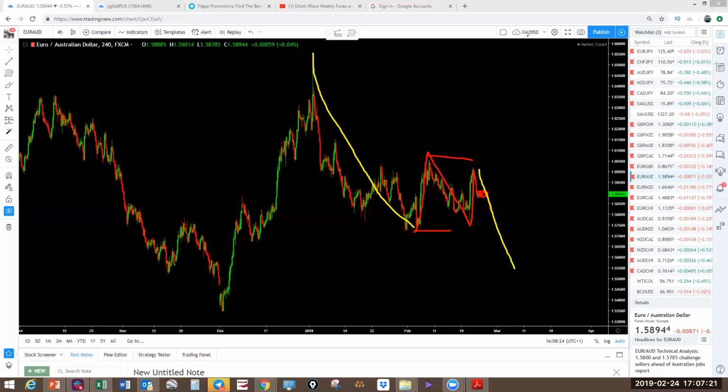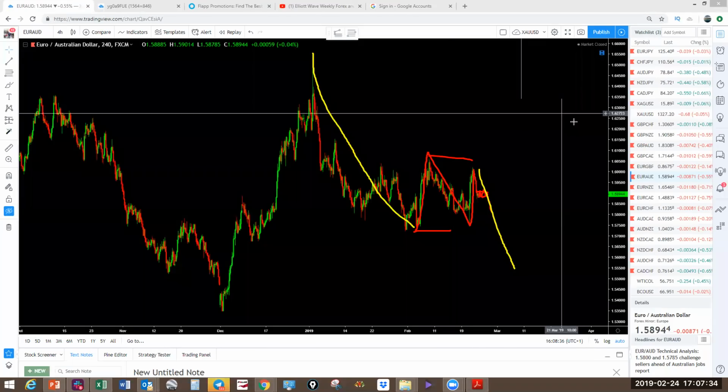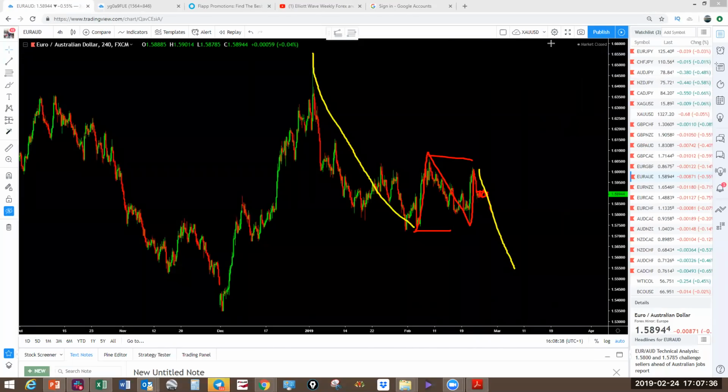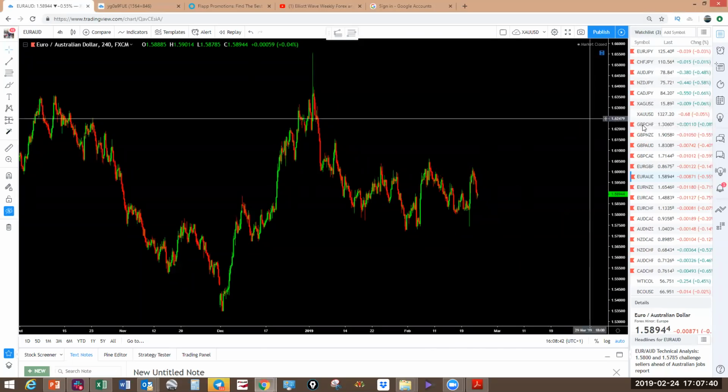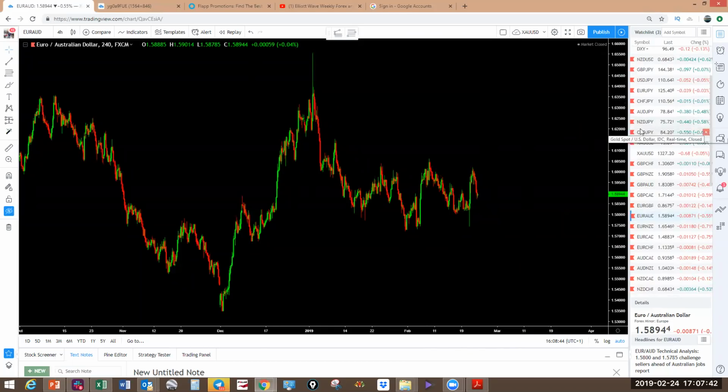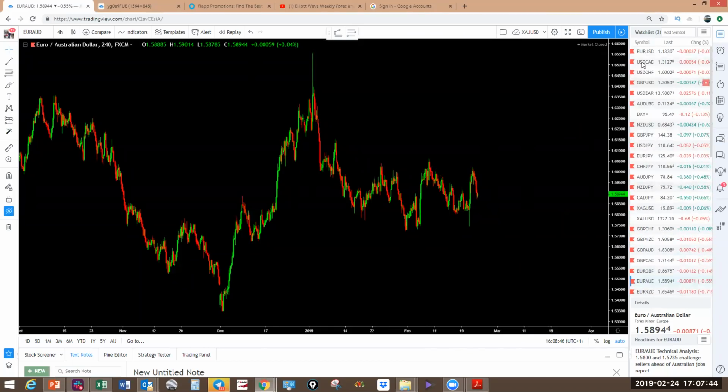I don't think it's going to go down straight like that because of the expected strength in the euro in the next coming sessions. Let's just have a look here. I just want to see what we're looking at on AUD US dollar, just to see what we're expecting here.